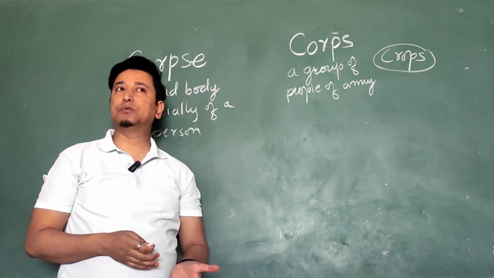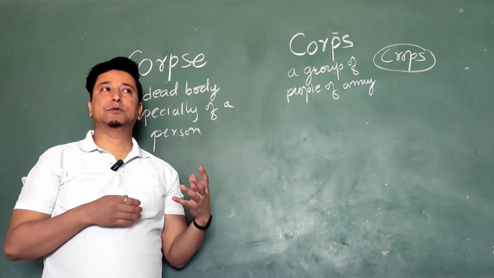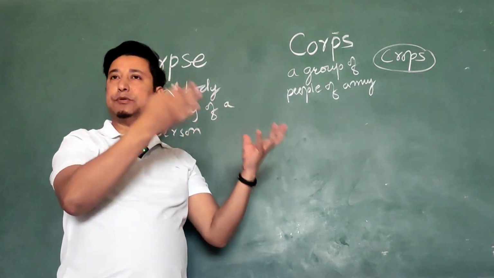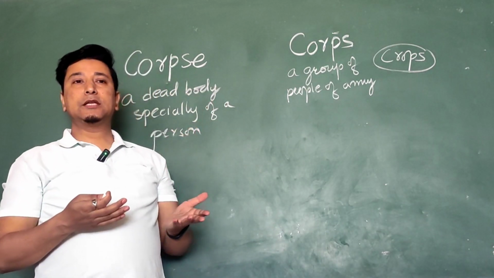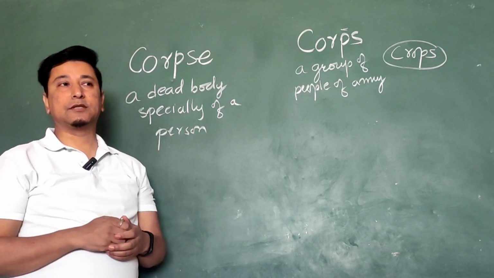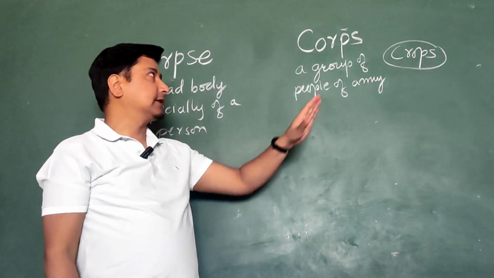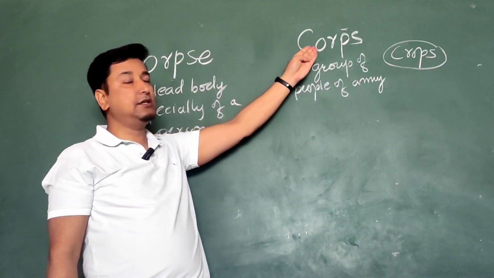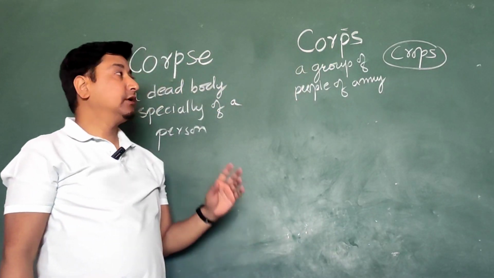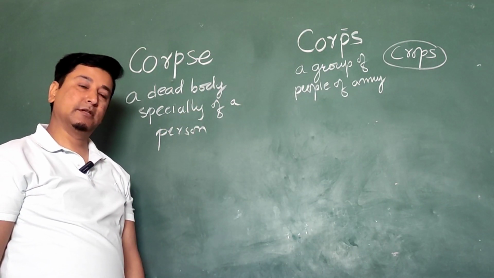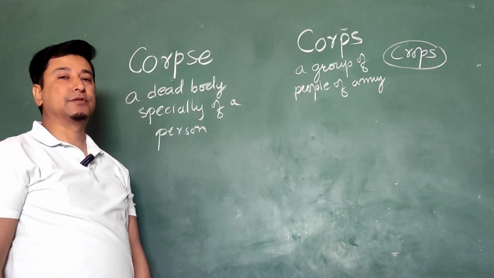Suppose there is a war between two countries, and this particular troop is sent to that particular country to help them settle the situation there, to help them control the situation there. And that particular troop is known as the corps, and the pronunciation is corps and the spelling is C-O-R-P-S. So these are the first two confusing words that we are dealing with. Now we'll move on to the second confusing words.